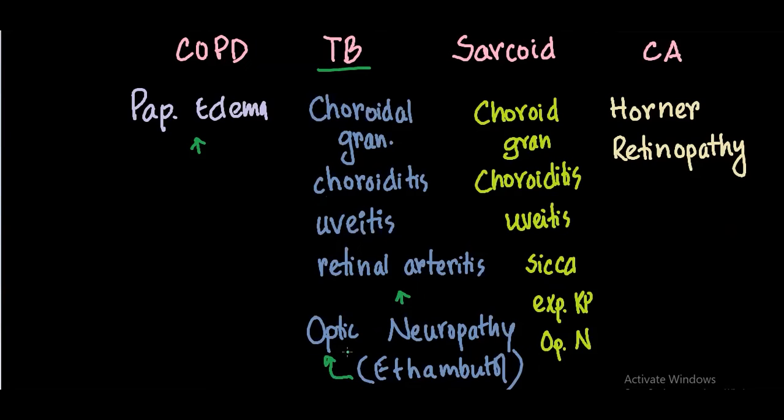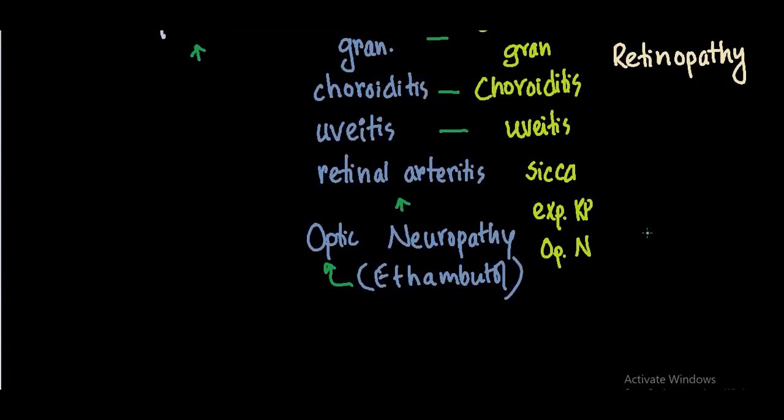Then sarcoidosis has similar features to tuberculosis, including choroidal granuloma, choroiditis, and uveitis. Those are the similar features: granuloma, choroiditis, uveitis. What's special? Sarcoidosis causes infiltration of the lacrimal gland that causes dry eye. This is known as sicca syndrome, dry eye syndrome.